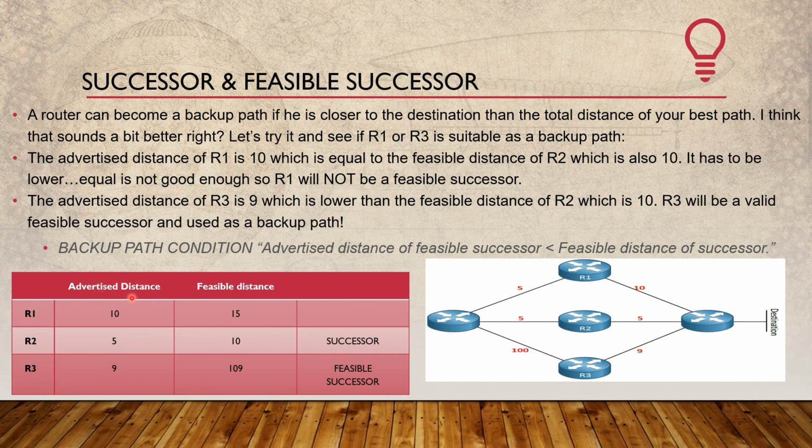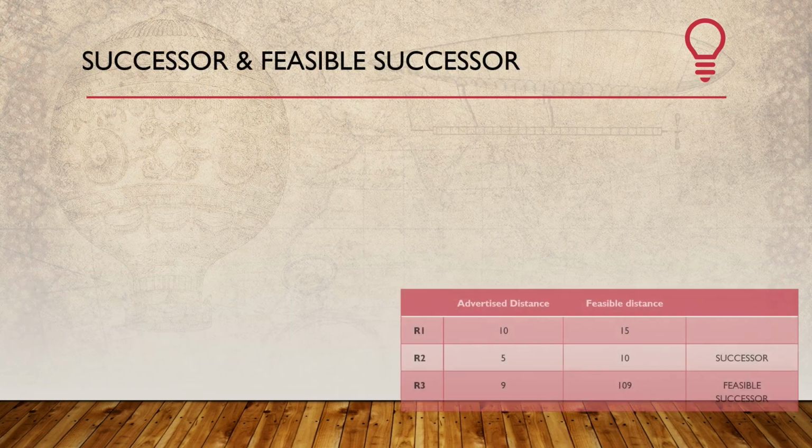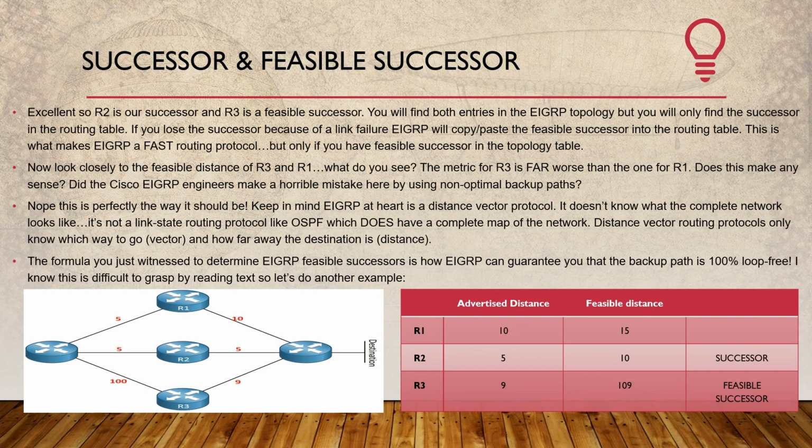The advertised distance of the backup feasible successor should be lesser than the feasible distance of the successor. The advertised distance of R3 is 9, which is lower than the feasible distance of R2. The feasible distance of R2 is 10. The advertised distance of R3 is 9. 9 is lesser than 10. So R3 will become a feasible successor as per the backup path condition. Excellent, R2 is our successor, R3 is our feasible successor.